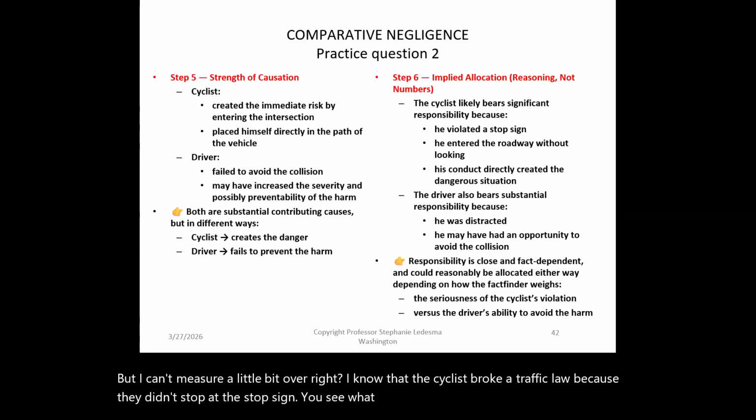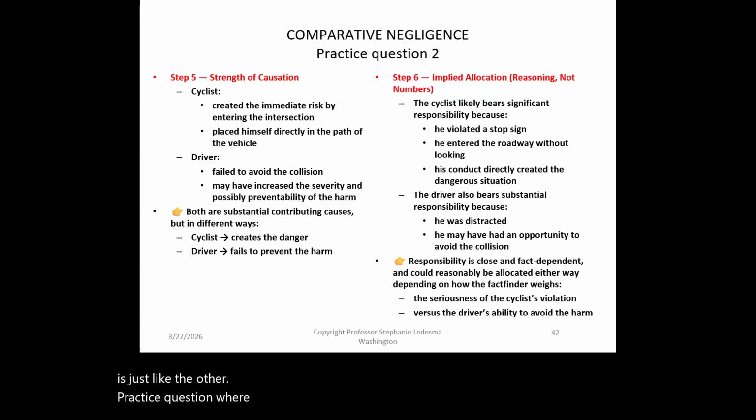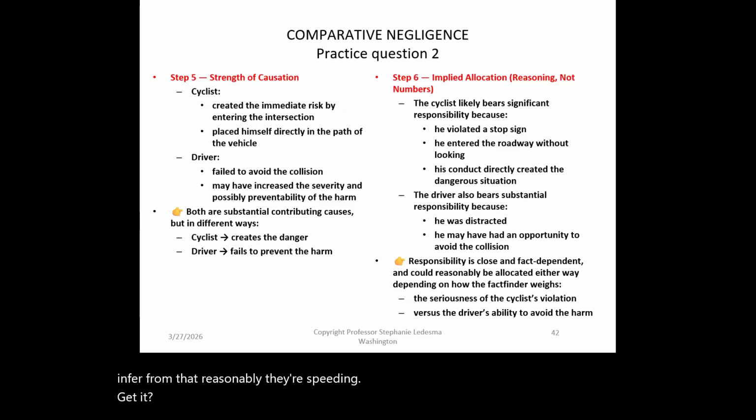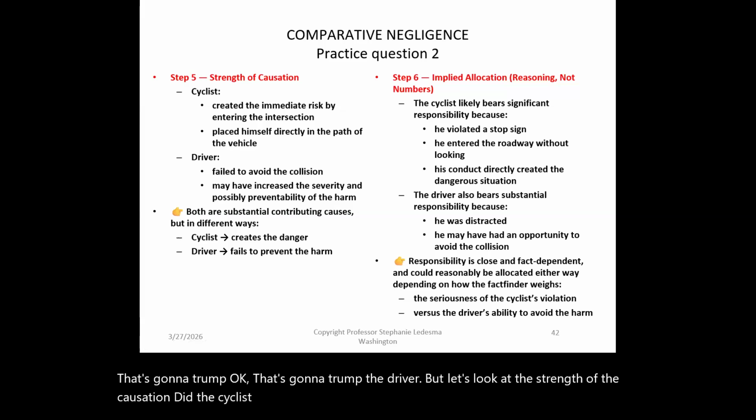So if I've got to compare them, this is just like the other practice question where the driver was going 45 in a 30. What do I know from that? I can infer from that reasonably they're speeding. Get it? I can infer from the fact that the cyclist didn't stop at the stop sign that they broke a traffic law. That's going to trump the driver. But let's look at the strength of the causation. What's going on with the cyclist?